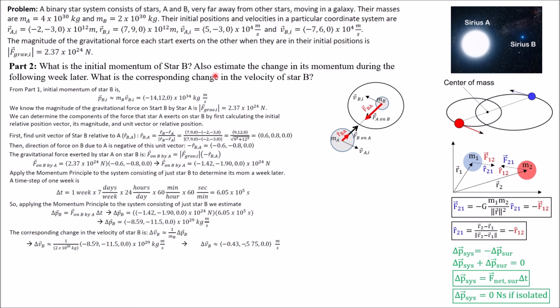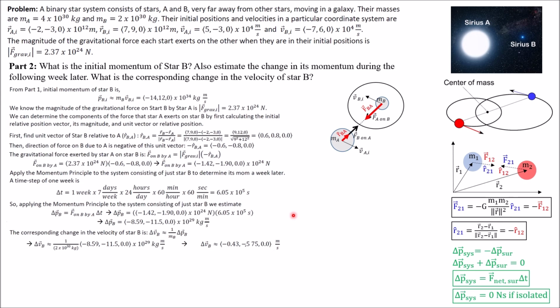And so I'd also ask for the corresponding change in velocity, and so what we can do there is basically just divide by the mass. And so if we look, the mass of star B is up here, 2 times 10 to the 30th. And so we'll basically just divide by that, and we can get the corresponding change in velocity during that time. And you notice how it's really not that much. And so we have negative 0.43 and then negative 0.575. And so it kind of makes sense because it's only a week.